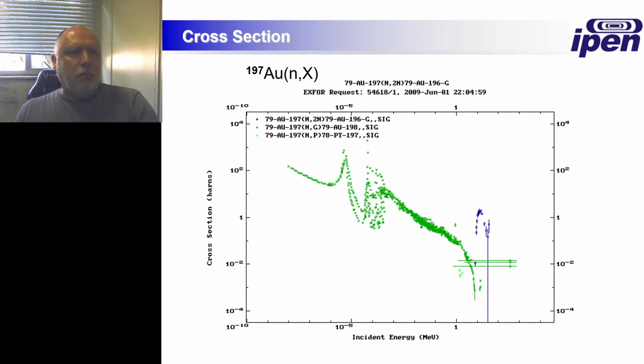Here are more examples. For instance, gold 197, this cross section for neutrons, and you see very complicated things happening here. There are resonances at low energy. This is for the n gamma reaction. And then the light green here is for np, which only happens at higher energies. And then for even higher energies, the n2n starts to happen a lot.